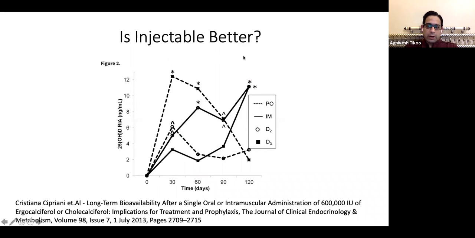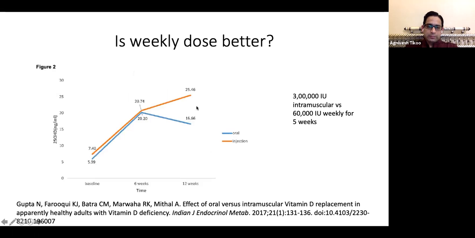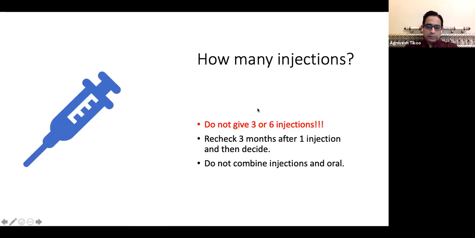Injections for vitamin D are not better. They lead to more toxicity. Oral supplementation is preferable unless you have an absorption problem. And understand that peroral supplementation attains peak more quickly as compared to injections, which take a longer time. And weekly doses are better. They give a more sustained effect, and then you take care of the maintenance therapy.